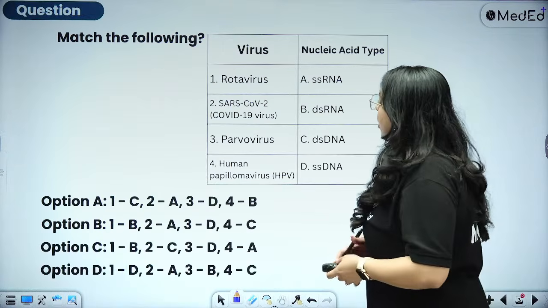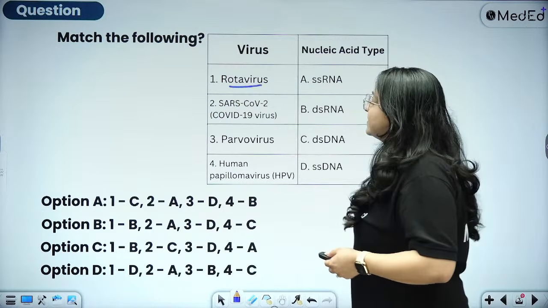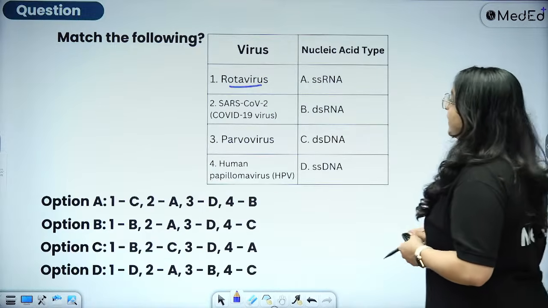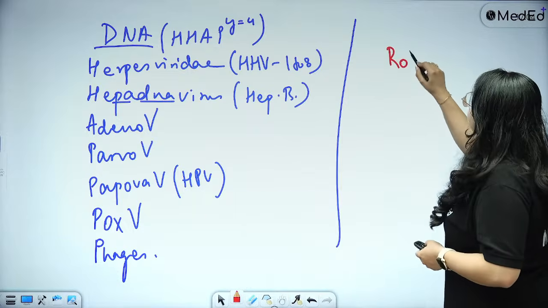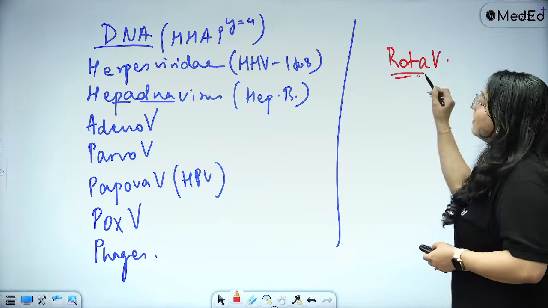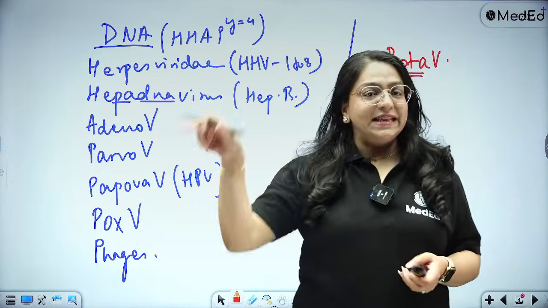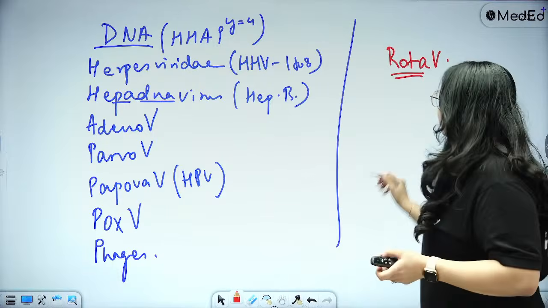So what are my options? Okay, I see rotavirus here. Then I need to remember that rotavirus, we always say that this is rota hua virus. Why is it always crying? It is the rotating wheel, but it is also rota hua. Why is it always crying?